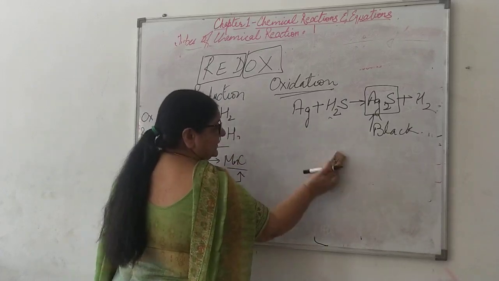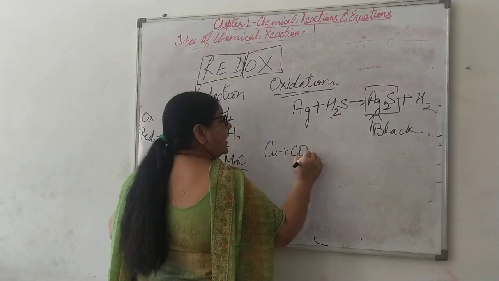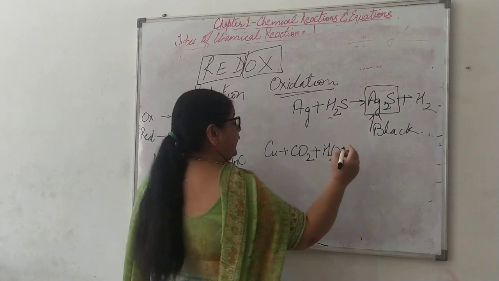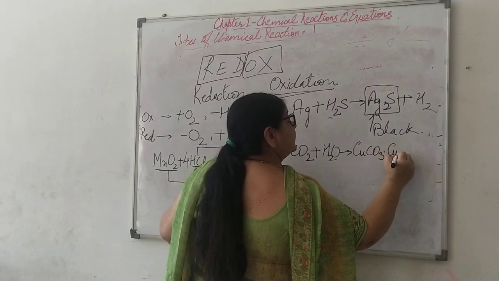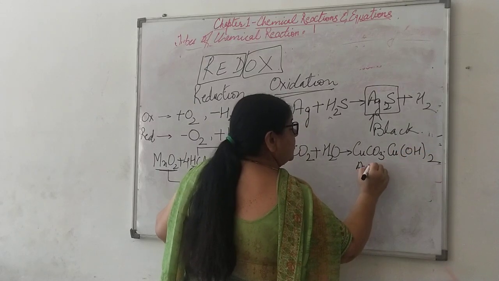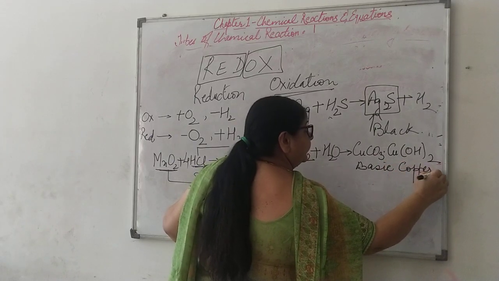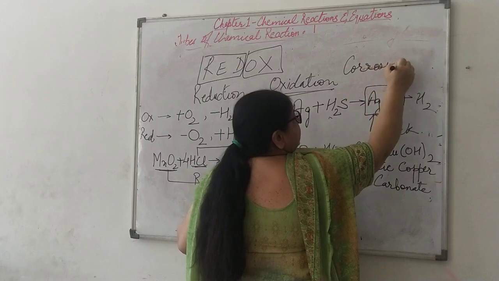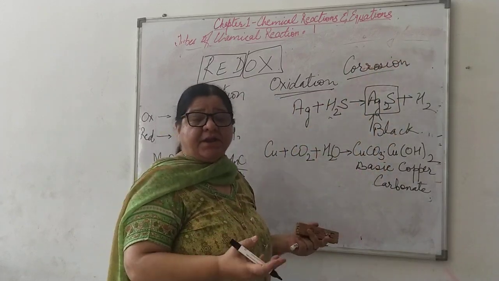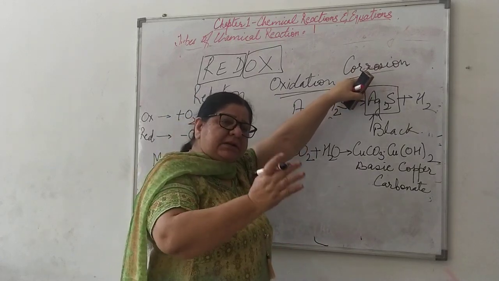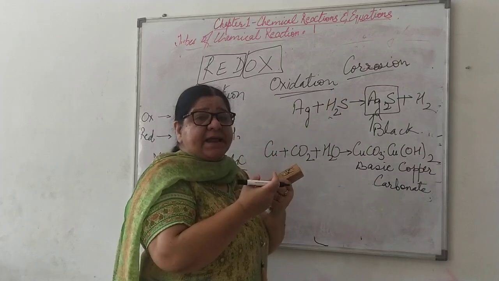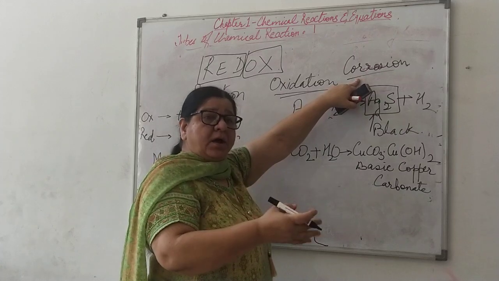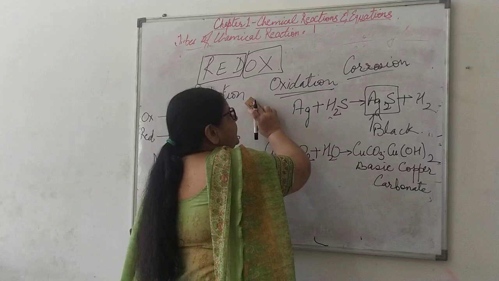Same way, if we leave copper vessels outside, what will happen? This copper reacts with carbon dioxide and the moisture present in the atmosphere, and it will form basic copper carbonate, that is CuCO3.Cu(OH)2. This is known as basic copper carbonate. So this process is known as corrosion. When the metals get corroded, rusted, tarnished, that is known as corrosion. Layer by layer, the metals slowly start getting eaten up. This slow eating up of the metals is known as corrosion. It can be by air, by the reaction of acid, anything.